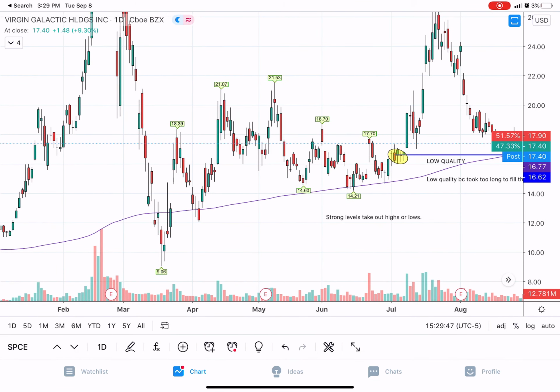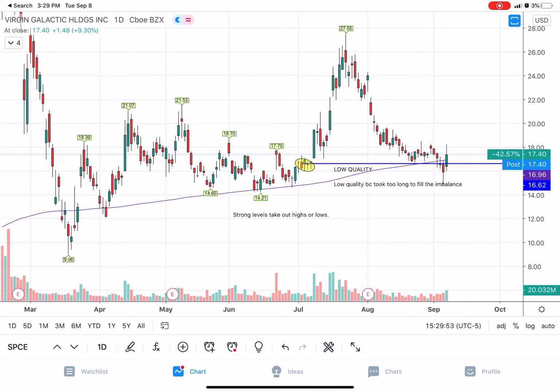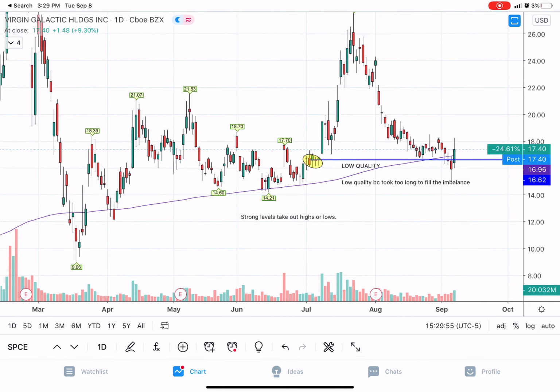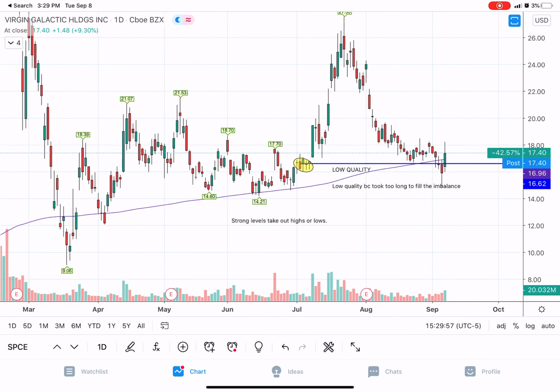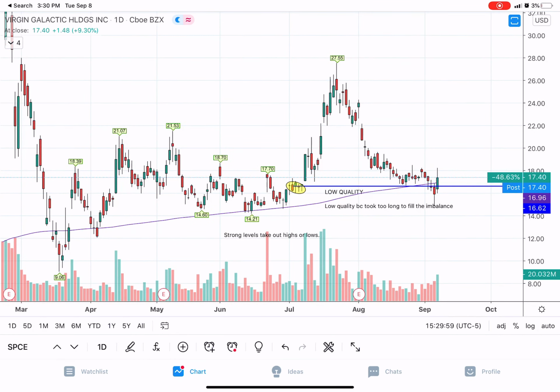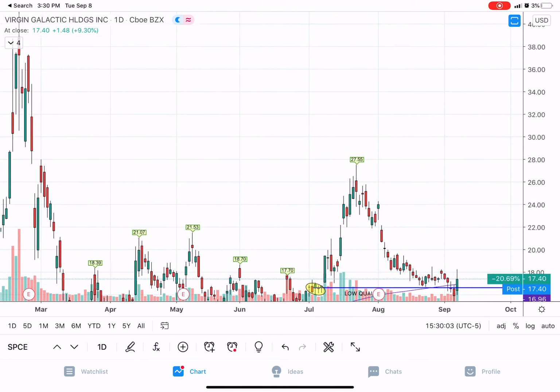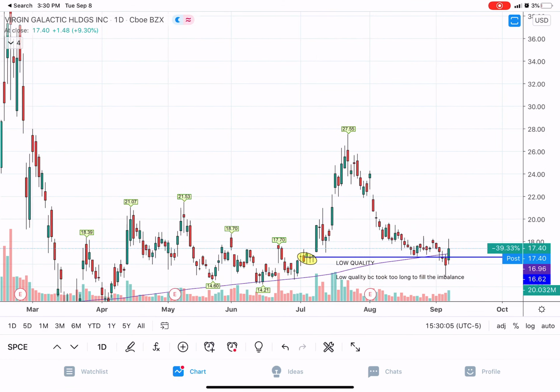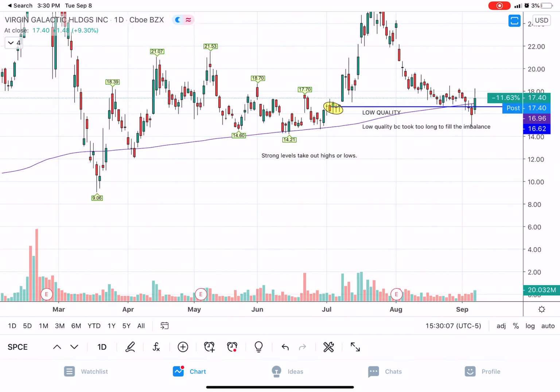Again, I can keep on elaborating on this stuff because it's not something that I expect you to pick up the first time you watch the video, but make sure that you do check out all my other ones because I do show how I draw my levels, and also how I use wave theory in conjunction with supply and demand, because they are very powerful when used together. So have a great evening, and again, I hope this helps.